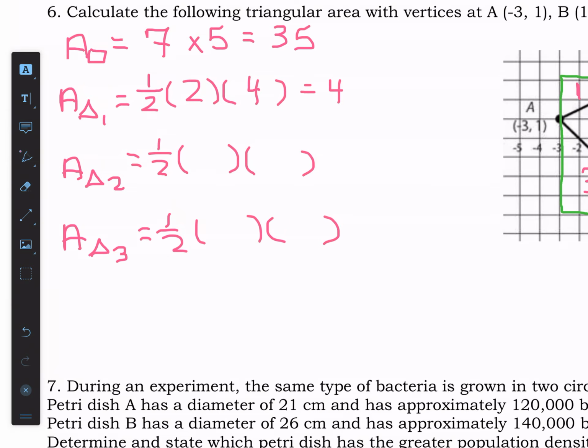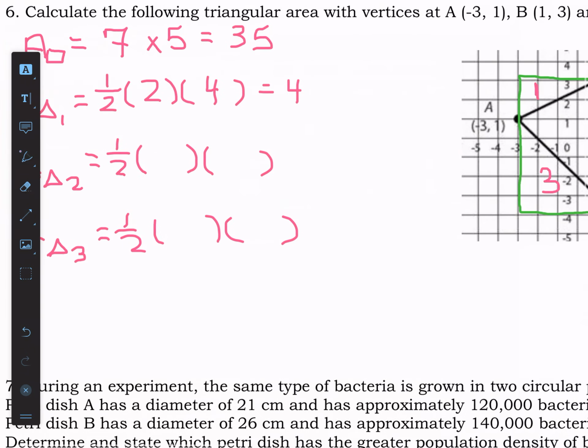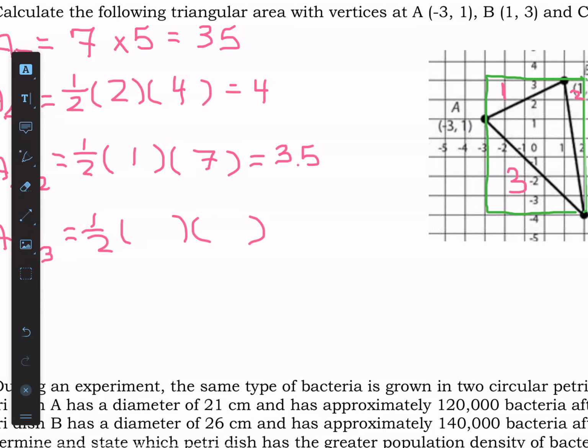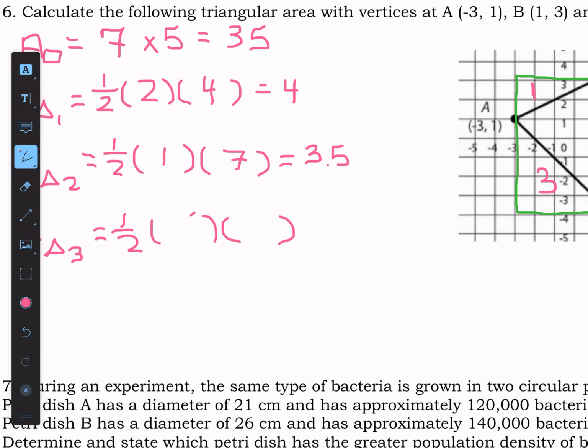Okay. Now triangle 2 has a base of 1 and a height of 7. And if you multiply that, you'll get 3.5. And then for triangle 3, we have a base of 5 and a height of 5. Oops, hang on. Okay, so when we multiply that, we get 12.5.